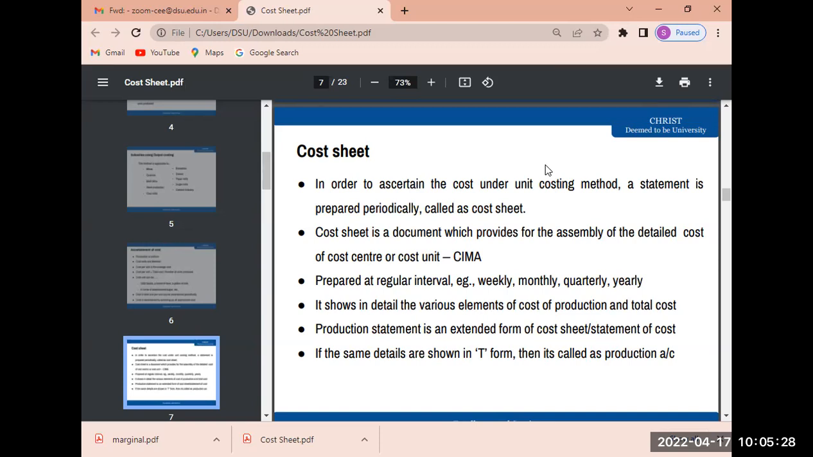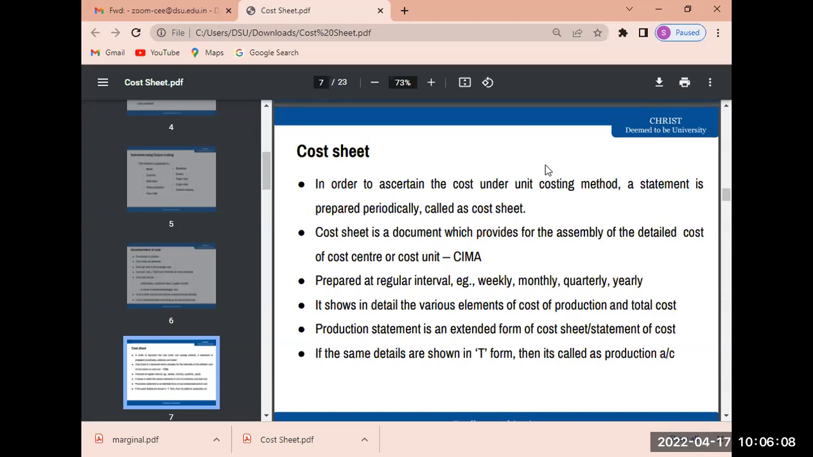Okay, cost sheet. So what is a cost sheet? How does it look like? I'll show you the specimen. But just understand, it is a document which provides for the assembly of all the detailed cost of a cost center and a cost unit. What is a cost center? A cost center is nothing but a place or a machine or a person to whom the cost can be calculated, accumulated. So that is called a cost center. A machine can be a cost center. For us, the classroom of first year BBA would be a cost center. Like that we have some cost centers developed for our own company or business.